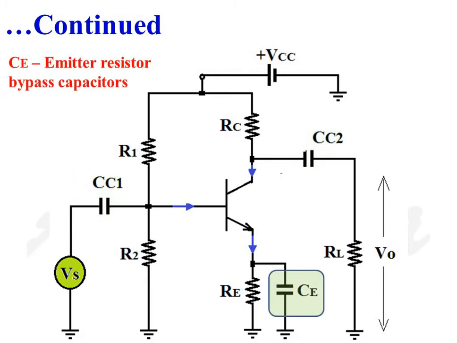Capacitor CE is the emitter resistance bypass capacitor. Emitter resistance bypass capacitor is connected across the emitter resistance so as to bypass AC current flow through the emitter resistance Re. So if AC current flows through emitter resistance Re, that leads to a negative feedback which will reduce the gain of the amplifier.